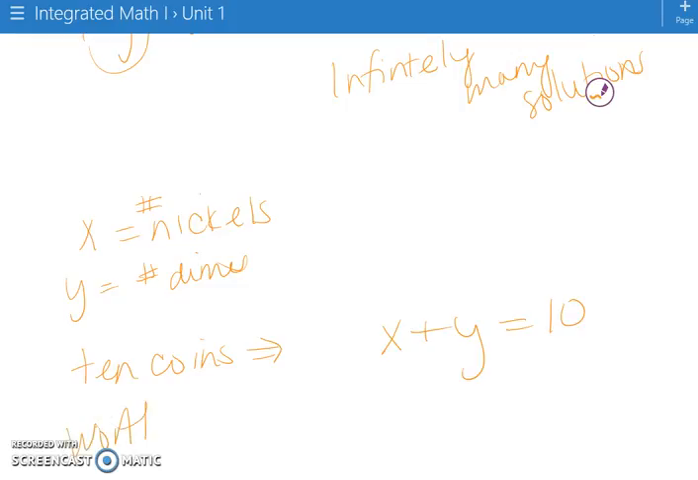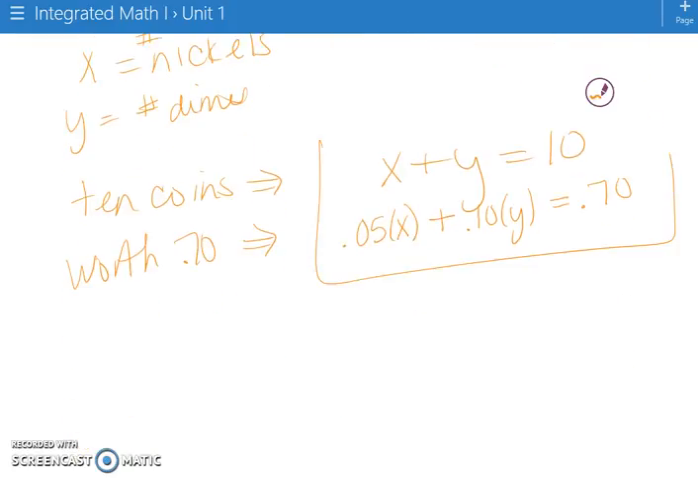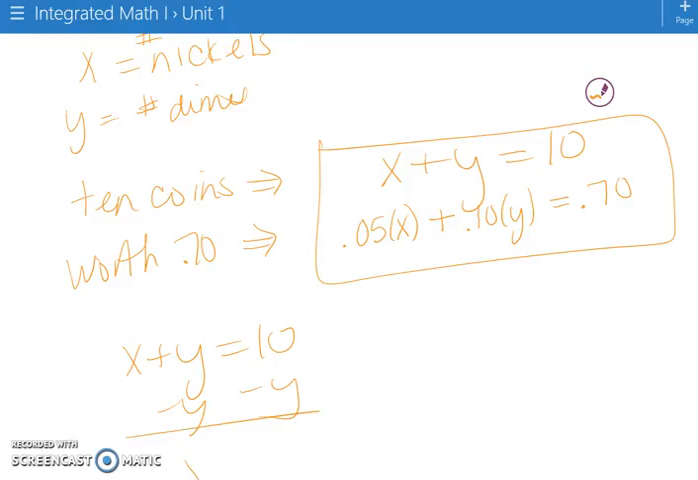I also know that they're worth 70 cents. So that means 5 cents comes from each nickel I have, plus 10 cents comes from each dime I have, and that will equal the total of 70 cents. So those are the two equations I'm going to solve. Well, the system I'm going to solve. Isolate a variable. I'll go for x up here. So I'm going to subtract y on both sides. I get x equals 10 minus y. Plug that into my second equation.